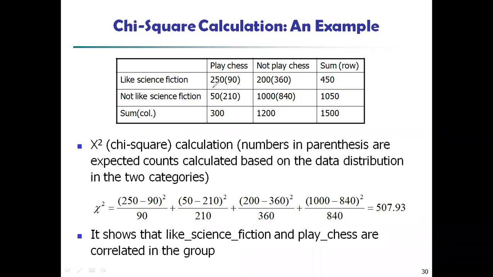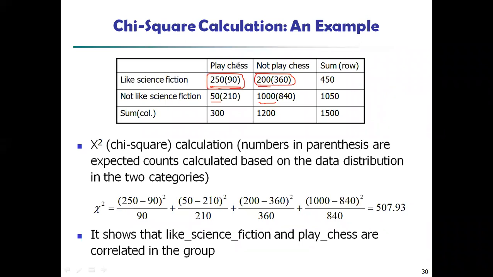For each and every attribute, we have observed values 250, 50, 200 and 1000, which means real values. And 90, 210, 360, 840 are the expected values. Both observed values and expected values are mentioned in a single cell itself. In this example, I have written the expected and observed values for a single attribute within the same cell.